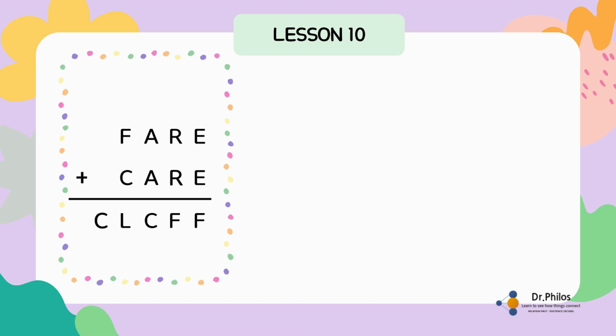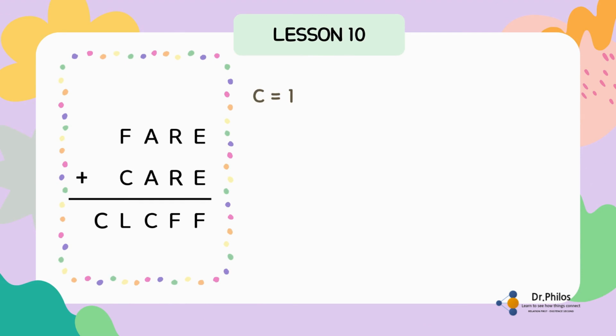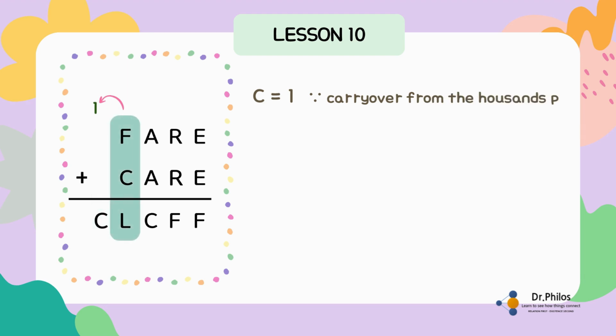Let's put together what you noticed and tell me about it. The C in the 10,000s place is 1. We have a carryover from the thousands place. Since we are only adding 2 numbers there, the carryover has to be exactly 1. From now on, for the easy ones like C, you can just tell me the answer without explaining the reason.